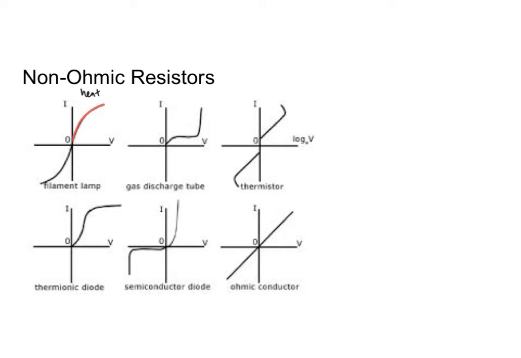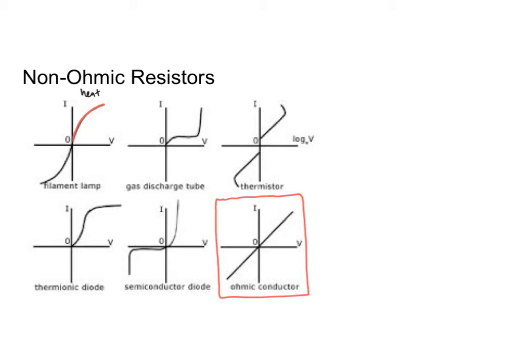Similarly, gas discharge tubes, thermistors, thermionic diodes, and semiconducting diodes all also are non-ohmic resistors. So unlike our nice ohmic conductor, they are going to heat up over time, and as a result, will have their resistance change. Now, I will clarify. Other characteristics about a resistor can change its resistance, its resistivity, but temperature is the most common, and when you are seeing something's resistance change in a circuit, so when you see a non-ohmic resistor, it's most likely because something is going on with its temperature, and its temperature is changing as it sits in our circuit.